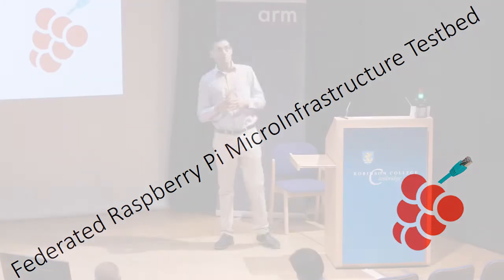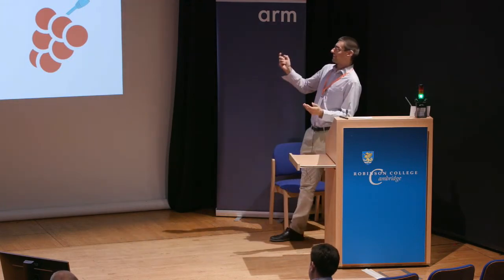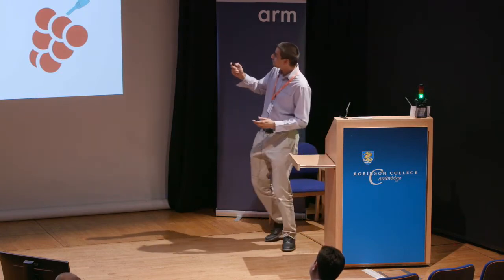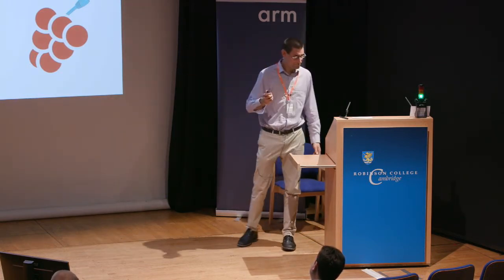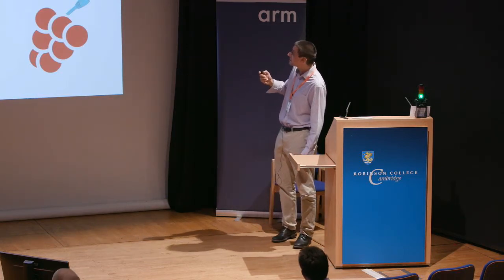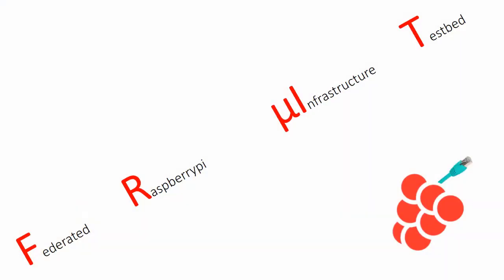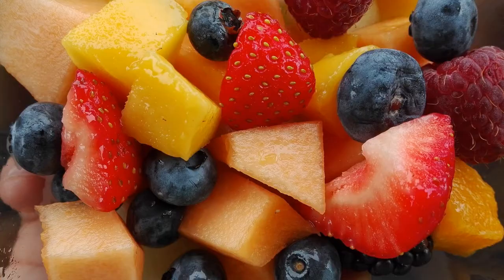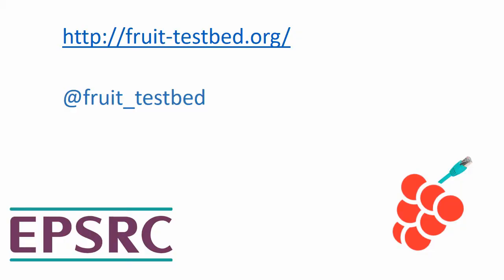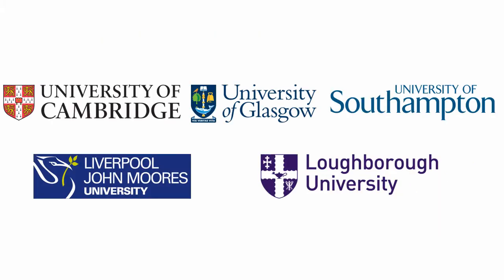So the question is, what would you do if you had thousands of Raspberry Pis? What interesting things could you do with them? And that's what we hope to address in the next 20 minutes or so. So this project is about the Federated Raspberry Pi microinfrastructure testbed, which, if you squint enough, turns into FRUIT, which is the name of our project. You can follow us on fruit_testbed or go to fruit-testbed.org to find out more about us.